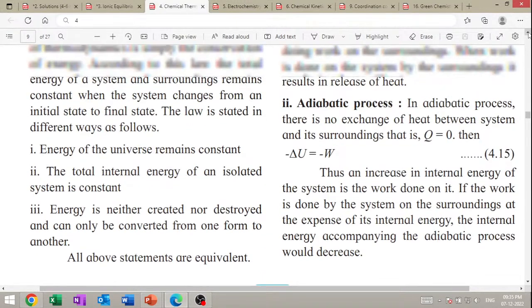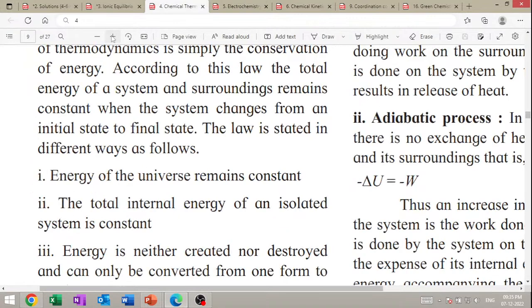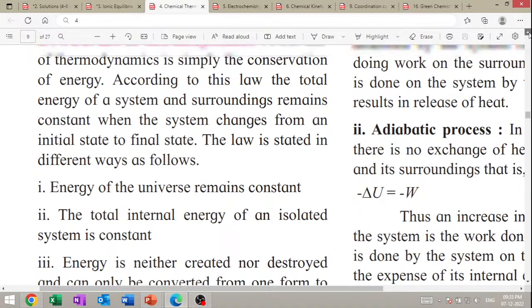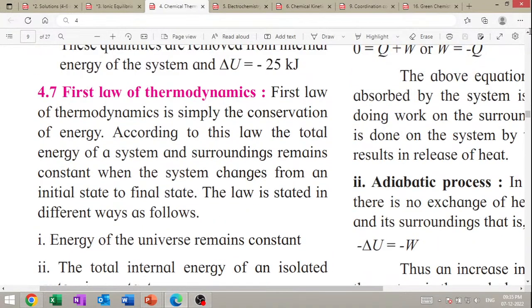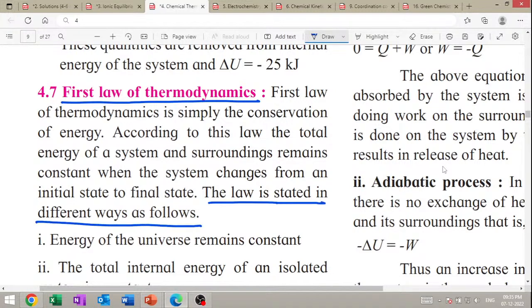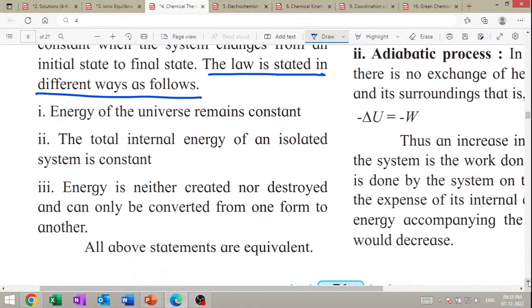Yes, this is a statement. This is the first law of thermodynamics. And yes, this is a statement. The law is stated in different ways. So generally, at least you should know that there are two statements, and in total 3 statements are given there. This is the first, this is second, this is third. But you should know at least two.